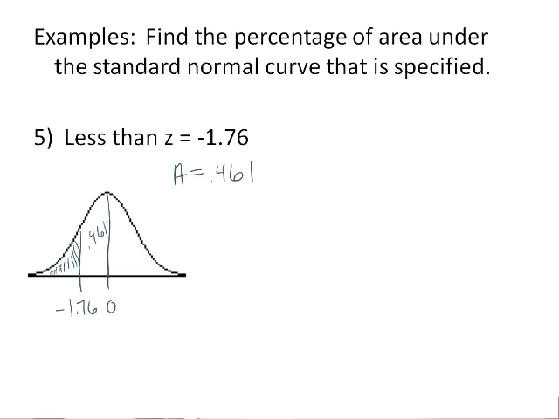But that's not the region I'm asked for. I'm asked for the shaded region. So that means I'm going to have to take the left half of the graph, the 0.5, and subtract 0.461. That'll give me the shaded portion of the area. So when I subtract, I get 0.039, which converts to 3.9%.